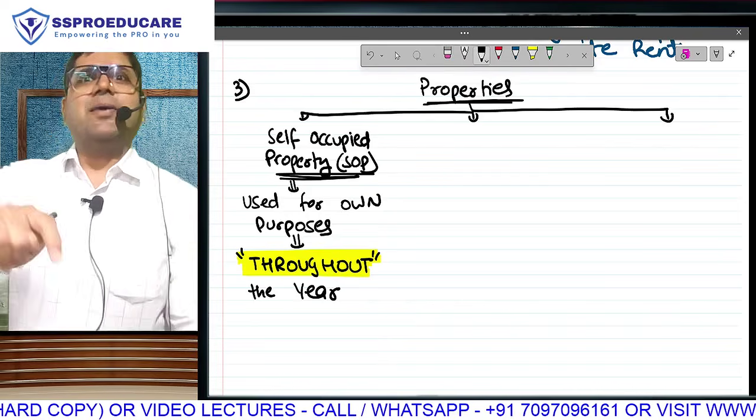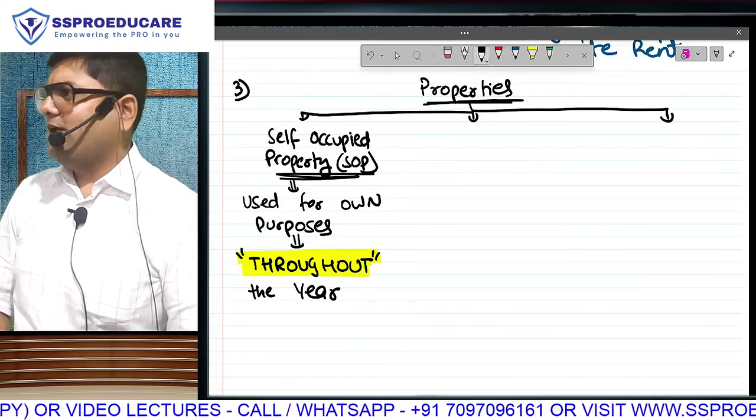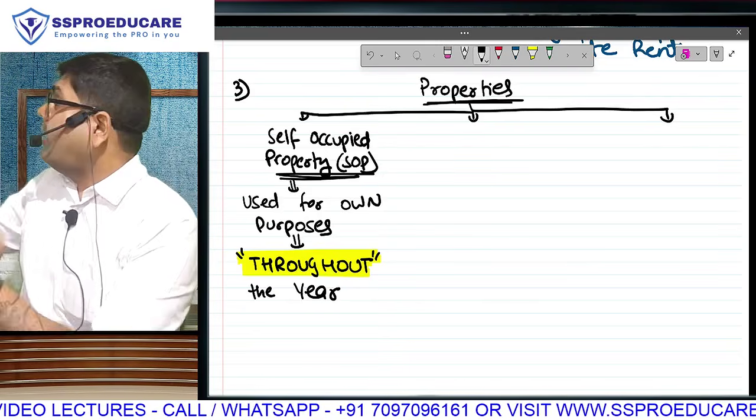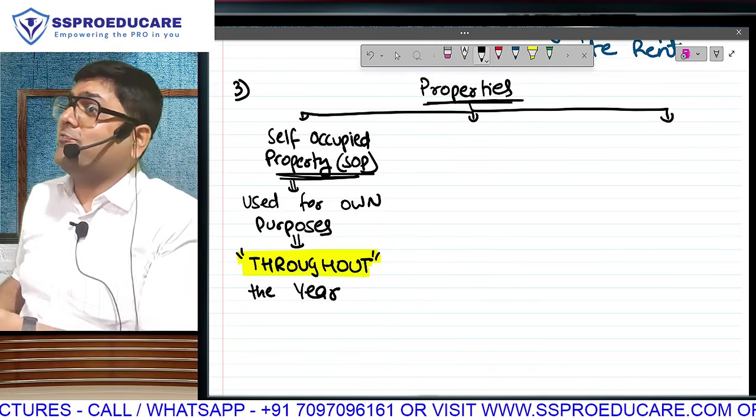Does that house have the capacity to generate rent? And what is taxable income? Actual rent or market rent, whichever is higher. What is the income tax law saying? I have to pay tax on the market rent of the house in which I am living.